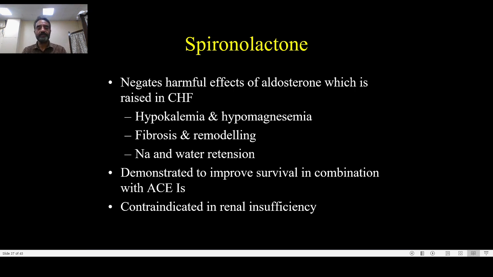Then spironolactone negates the harmful effects of aldosterone, which is raised in case of congestive heart failure. Hypokalemia, hypomagnesemia, fibrosis, remodeling, sodium and water retention, all these are harmful effects of raised levels of aldosterone. Spironolactone inhibits aldosterone and therefore negates its harmful effects. It is demonstrated to improve survival in combination with ACE inhibitors, but it is contraindicated whenever there is renal insufficiency.